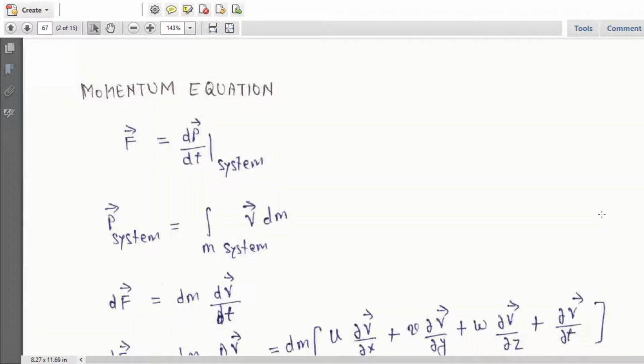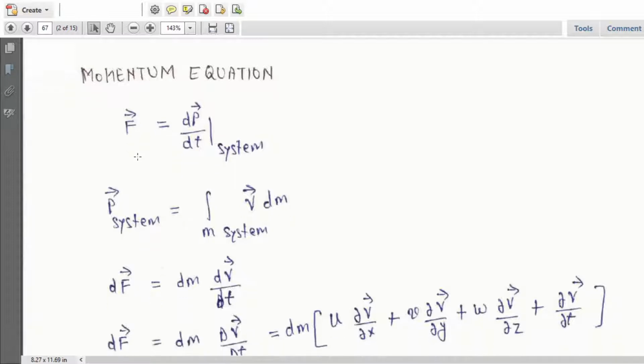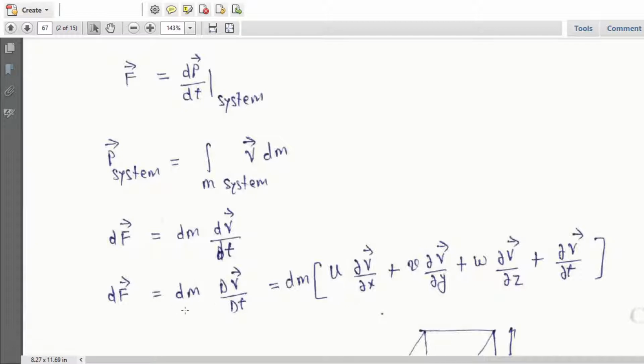So if we see the momentum equations, the rate of change of linear momentum is equal to force. The momentum of the system can be given as mass into velocity. If you have a differential volume or differential mass, you can put here dm. So differential force would be equal to mass into acceleration, so dF equals dm dV upon dt. This is the differential acceleration part.